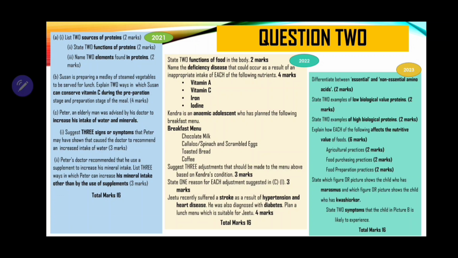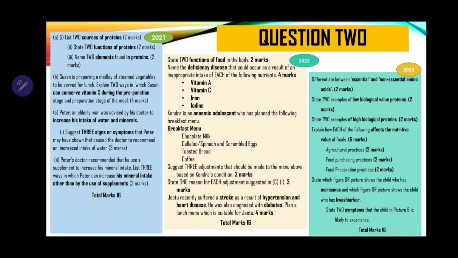Part C. Peter, an elderly man, was advised by his doctor to increase his intake of water and minerals. C1: suggest 3 signs and symptoms that Peter may have shown that caused the doctor to recommend an increased intake of water. Now that question is worth 3 marks. So as it relates to signs and symptoms, the doctor may see signs of dehydration, Peter may be constipated, etc.